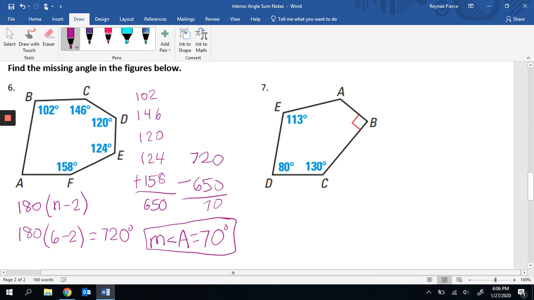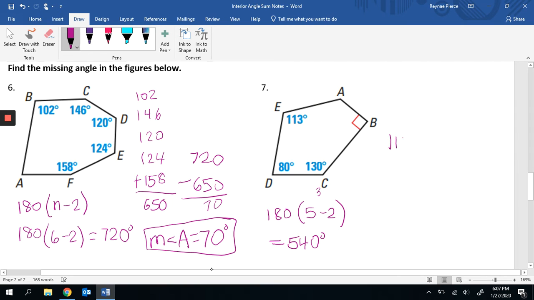Example 7 here, I have 1, 2, 3, 4, 5 sides. So this is a pentagon. 5 replaces n when I'm trying to find my interior angle sum. 5 minus 2 is 3. 3 times 180 is 540. So I'm supposed to have 540 degrees.